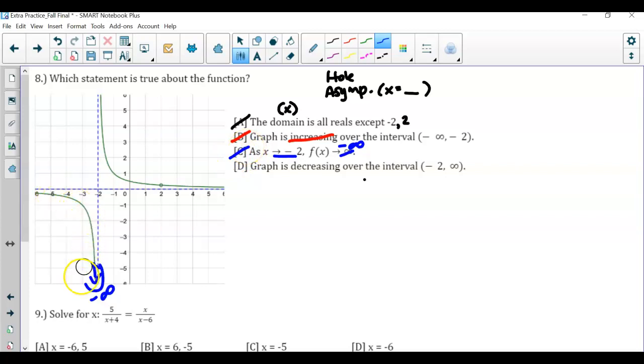So let's check to see that our answer is D, that this statement is true. The graph is decreasing, so far so good, over the interval starting at the x value of -2 and going on to infinity. So starting here at -2, what direction? We are decreasing. So yes, D is our true statement.